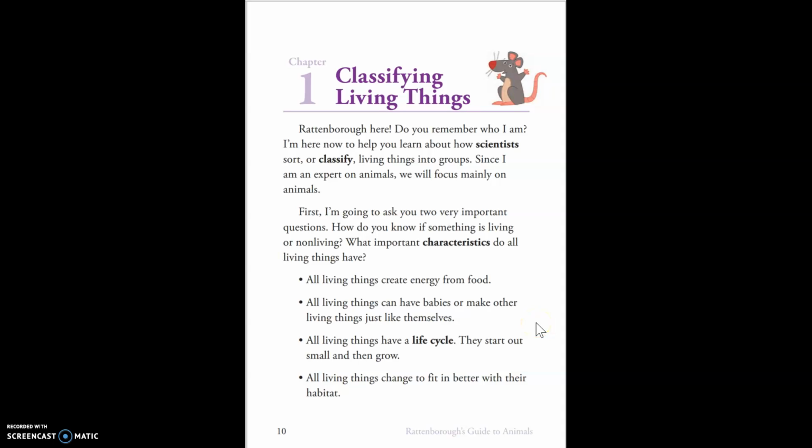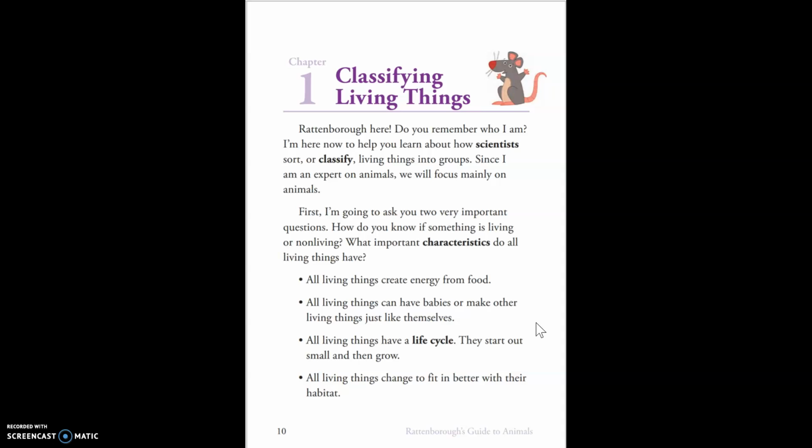This is chapter 1 of unit 2 of our classification of animals. This chapter is called Classifying Living Things. Rattenborough here. Do you remember who I am? I'm here now to help you learn about how scientists sort or classify living things into groups. Since I'm an expert on animals, we will focus mainly on animals.